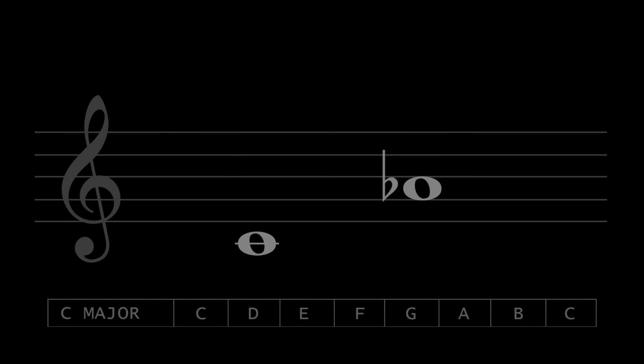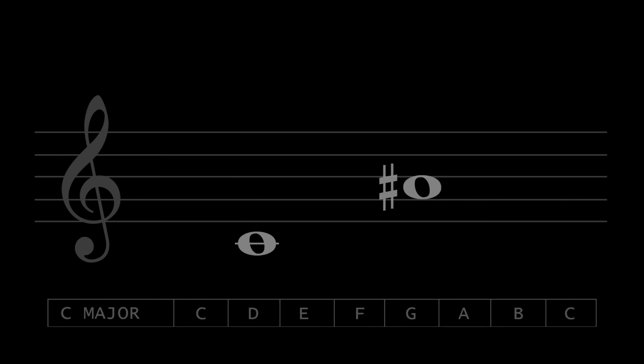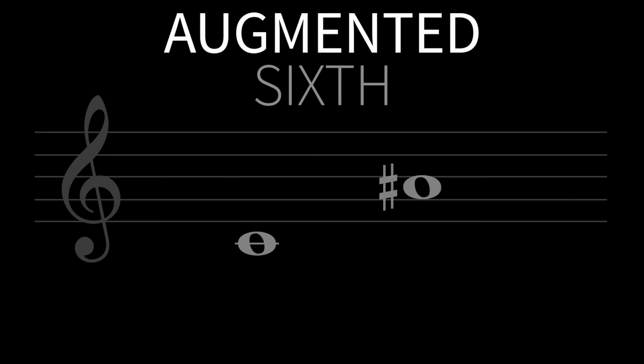Now what about C to A flat, where the A flat is a semitone lower than what we find in the key of C? Well, we'd say that's a minor sixth. C to A sharp, a semitone higher than what we find in the key, is an augmented sixth.